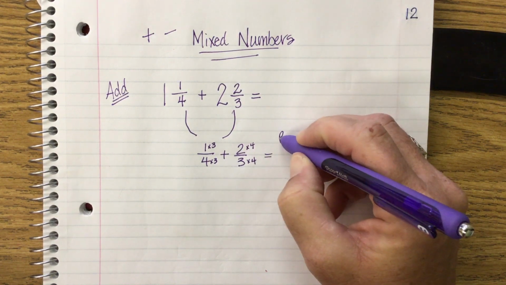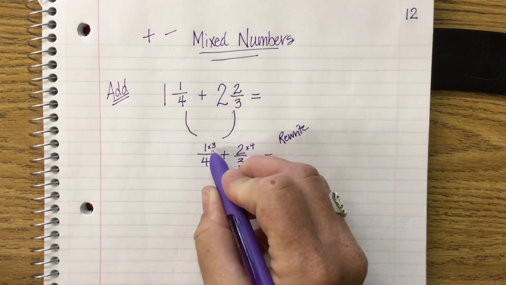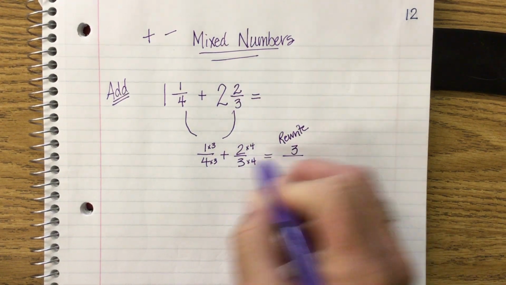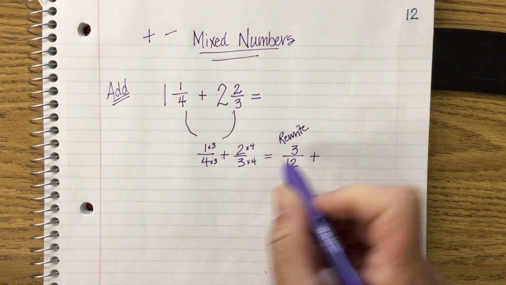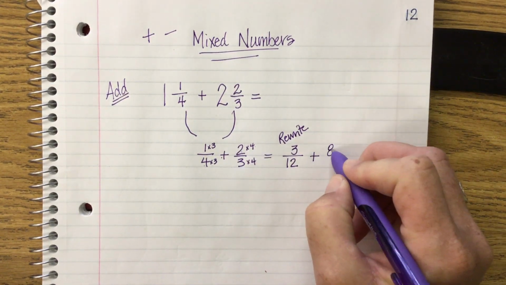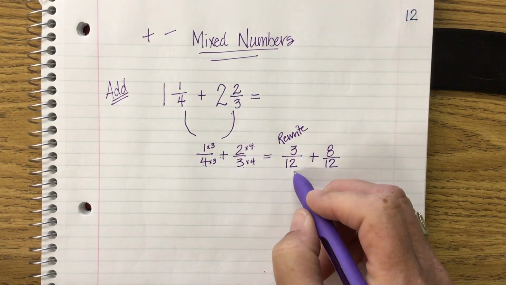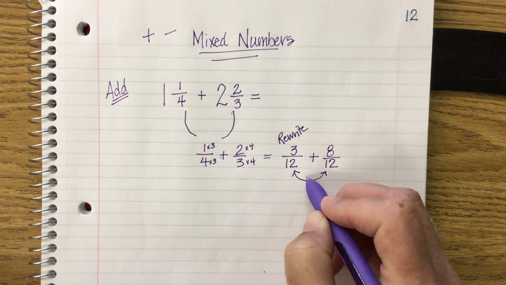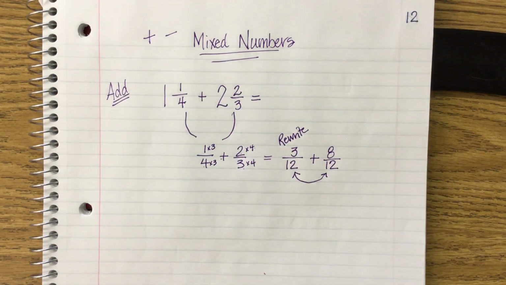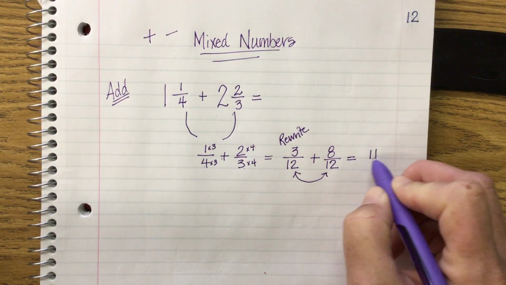Always rewrite. Okay, so 3. 4 times 3 is 12. My addition sign. 2 times 4, 8. 3 times 4 is 12. Now, okay, I have a common denominator. So if we're adding, it is going to be 11/12.